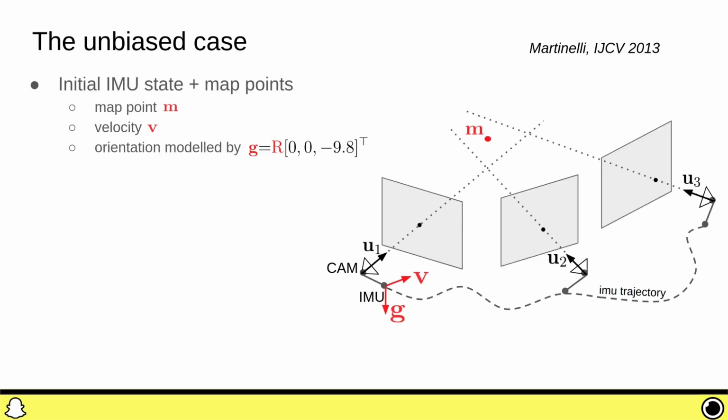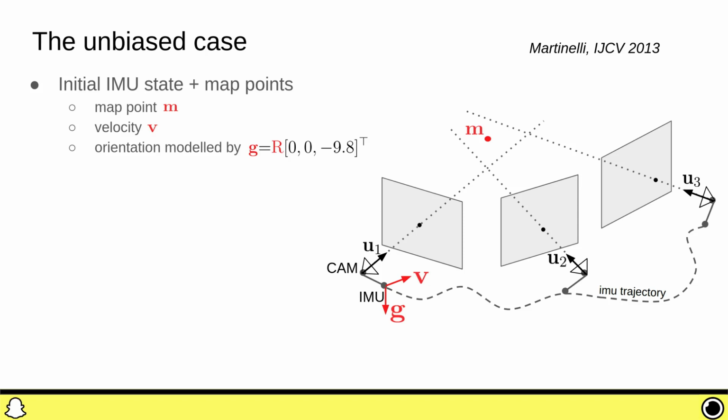Let us assume a calibrated rig and the case where biases do not need to be modeled. That is, we are interested in estimating the map points as well as the initial velocity v and the initial orientation of the IMU, which is modeled by the rotated gravity vector g. Note that the initial position can be arbitrarily chosen. Martinelli, in 2013, proposed a model for a closed-form solution, which then was used by several methods.